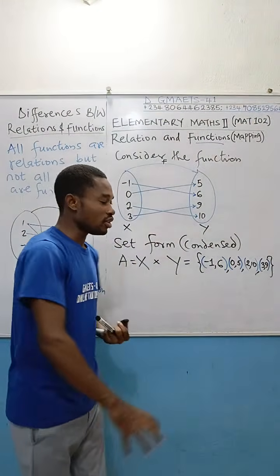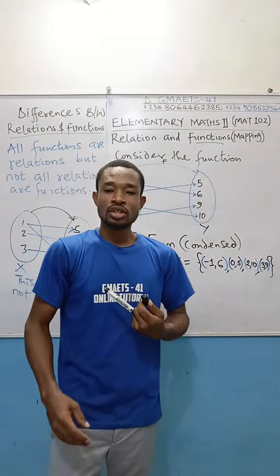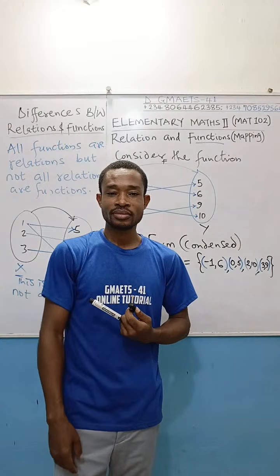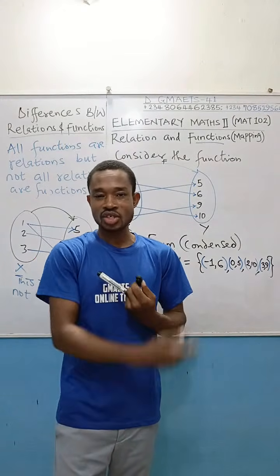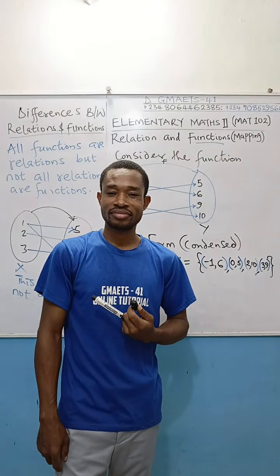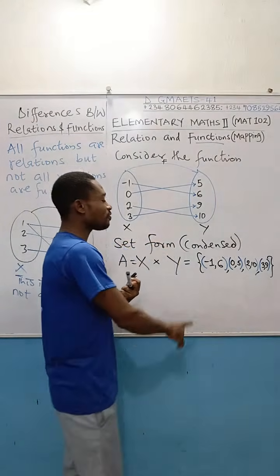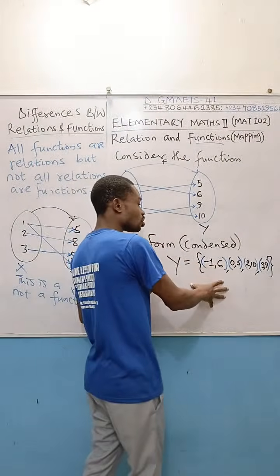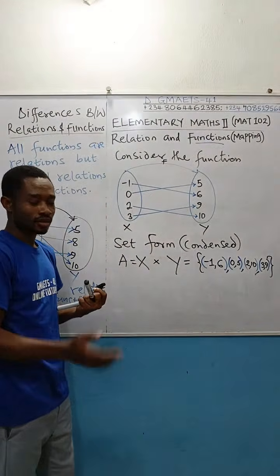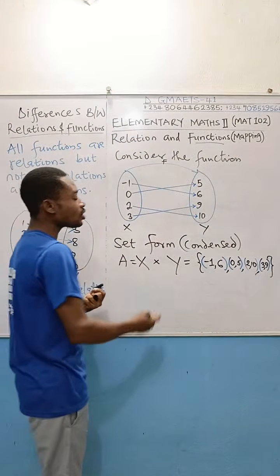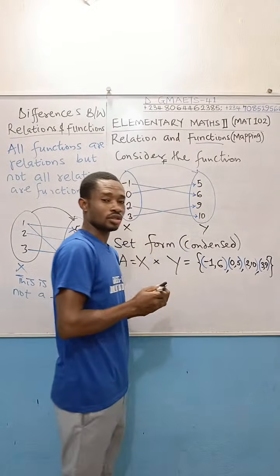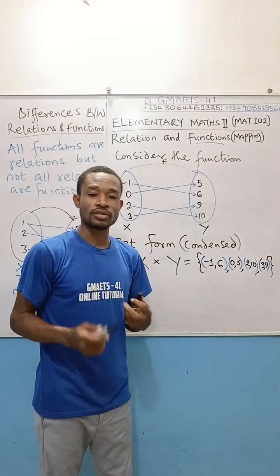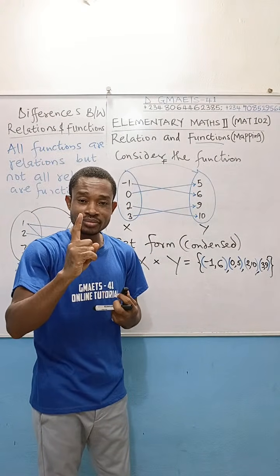An examiner can give you this relation and then ask you to identify the domain and the codomain. The image, the range, you can be asked to find that. You can also be asked if this relation is a function or not. So let us extract certain things. How do I know that this relation is a function? This is what will guide me.